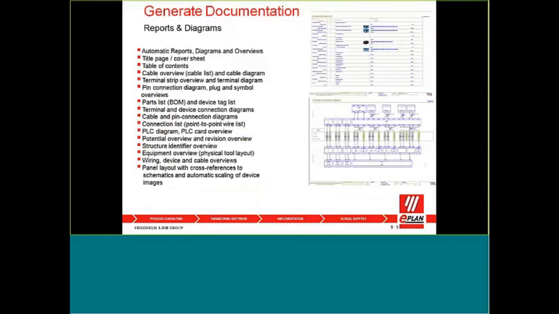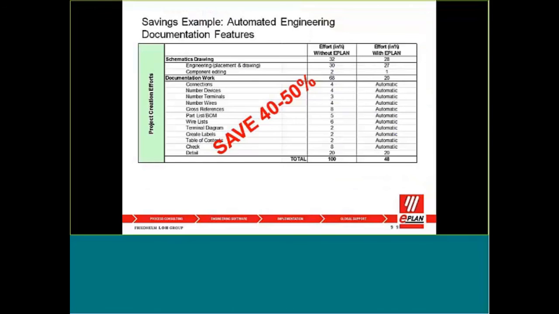This slide gives you a little bit more examples of some of the automatic generation of documentation that we can do. With diagrams and reports, you can even create your title sheet, your cover sheet, table of contents, parts list, device tag list, terminal diagrams, and PLC information. All of this is done as you are creating your schematic. And when you make a change within your project, your documentation automatically updates. So you don't have to go back and wonder, did I remember to make that change in all my areas? It is done for you in the database system of the EPLAN platform.